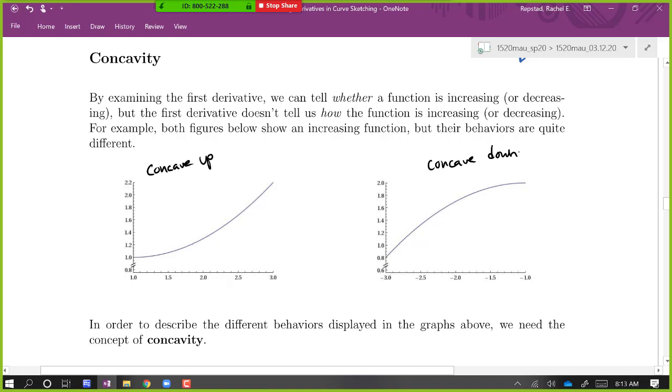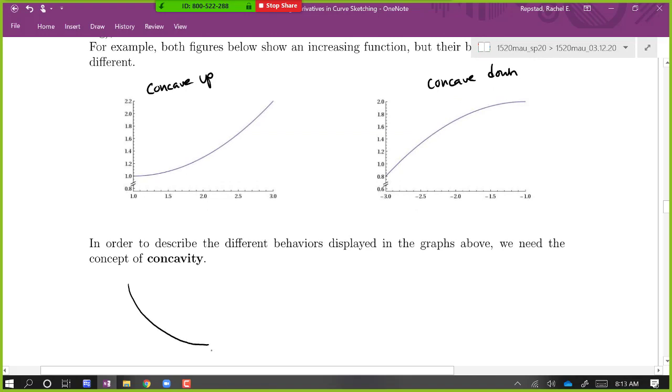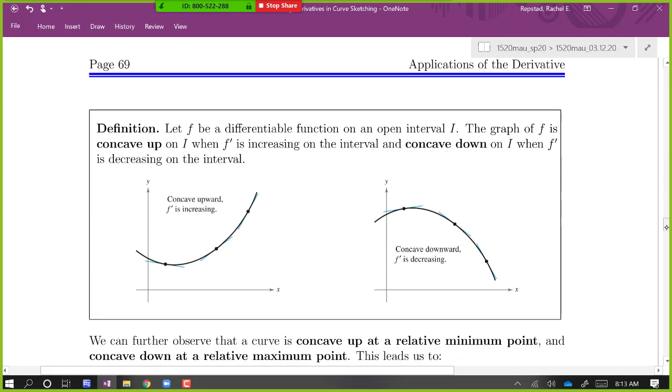And similarly, a function could be decreasing differently. You could be decreasing in a concave up manner, which might look like this, right? Decreasing in a concave down manner might look like that. So we are going to look at how we can describe the concavity. What do we look at to figure out how something is increasing or decreasing? And on the next page, we can figure out whether something is concave up or concave down.